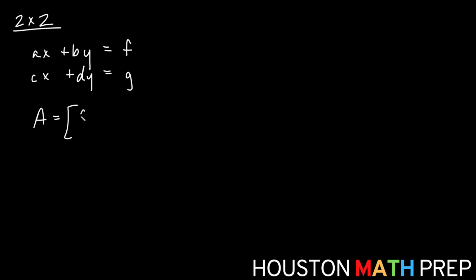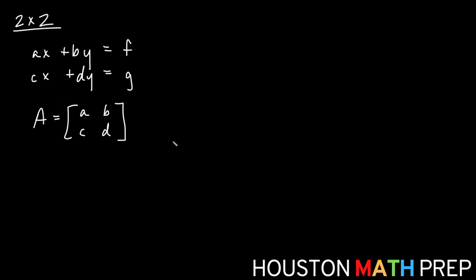Okay, so let's say our 2 by 2 case, so if we have some sort of ax plus by equals, let's just call it f for now, and then cx plus dy is equal to g. Okay, and so if I look at my coefficient matrix, it is a, b, c, d.